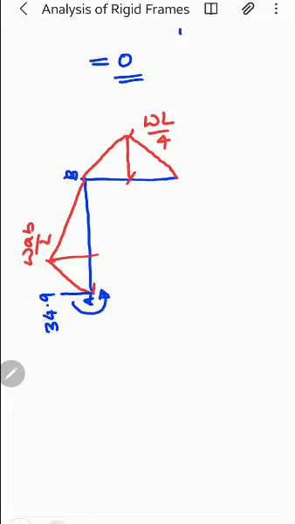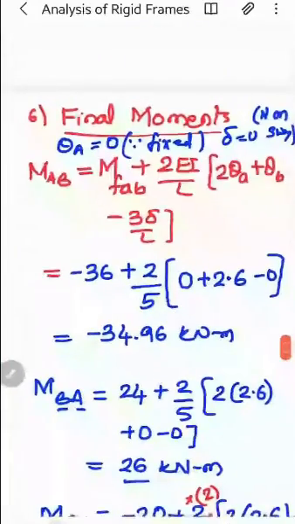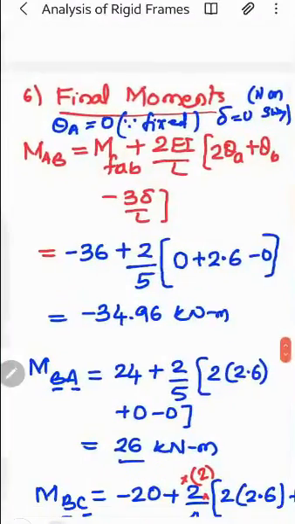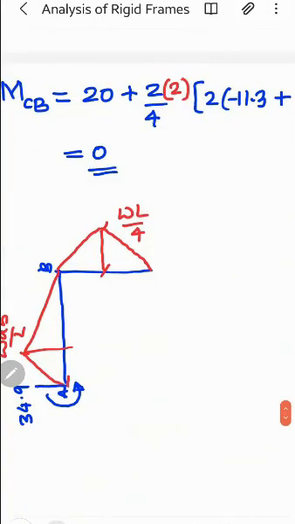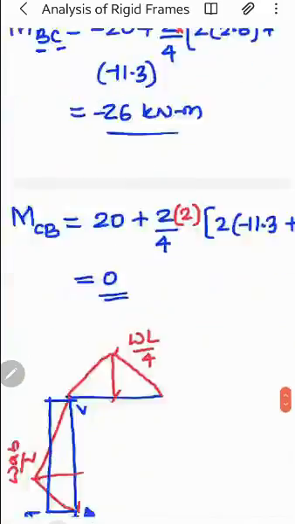And for BC, how much is it? Next is BA. BA is plus 26. So plus means you take only member BA, don't take member BC. Plus 26 means it is clockwise, right? If I rotate this clockwise, the member BA will deflect upward. So that means you have ordinate upward. Clear? So this is the bending moment diagram. How much is this? This value is 26. So this is 26.